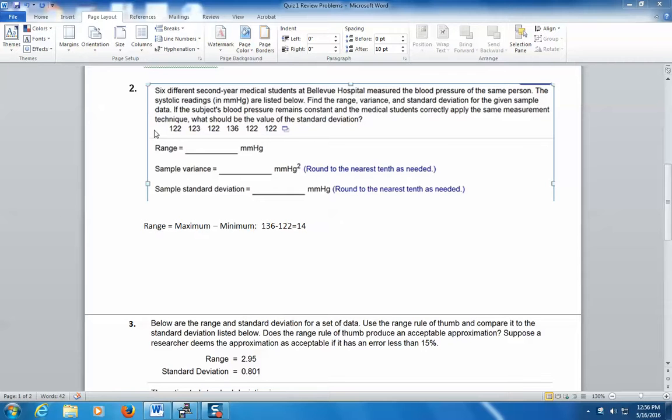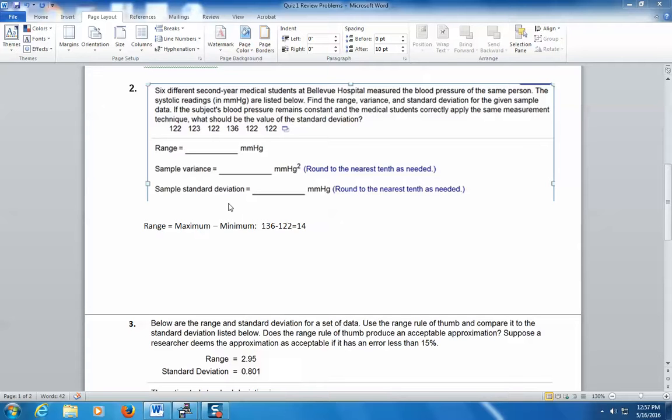All right, so the first item we want to look for is the range. The range is the maximum value minus the minimum value. So for our data set, we have 136 minus 122, which is equal to 14. So if all these medical students were testing the same person, they all look pretty good, except for the 136. And our range tells us that there's a pretty wide spread between values.